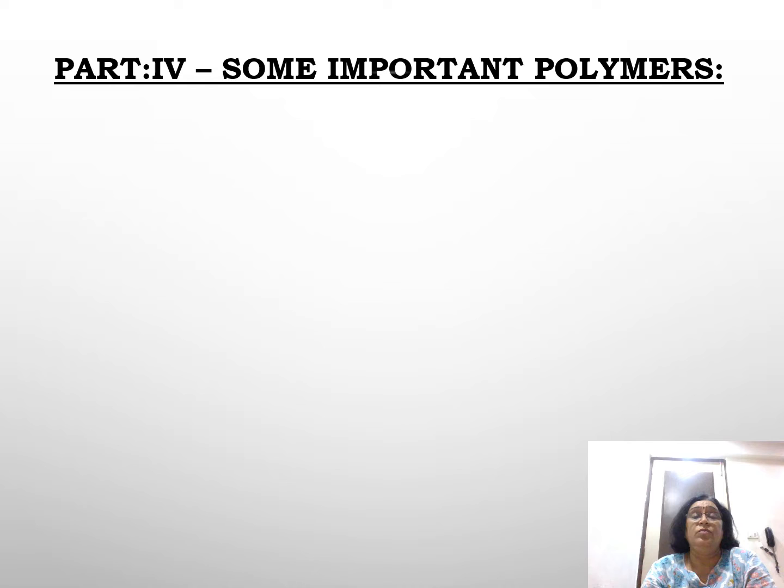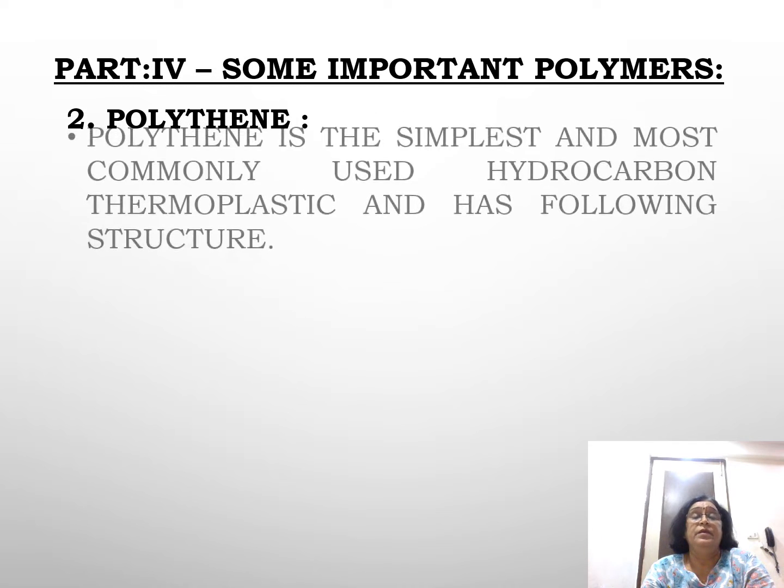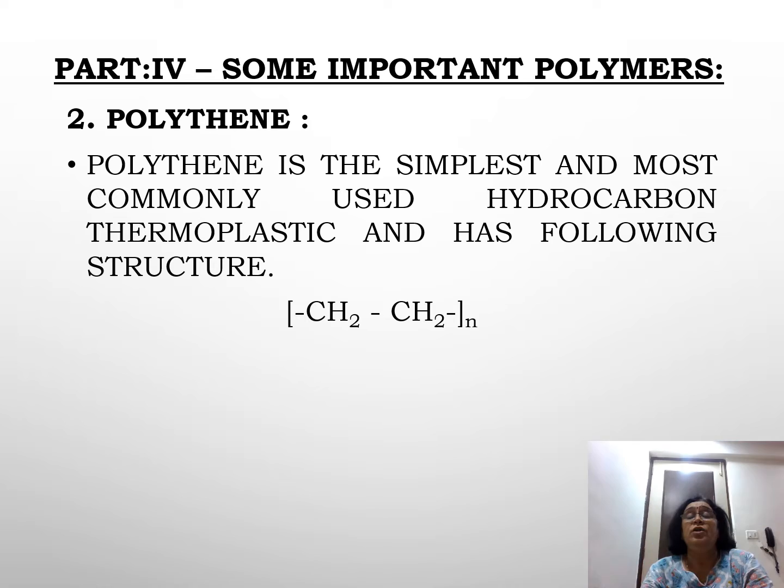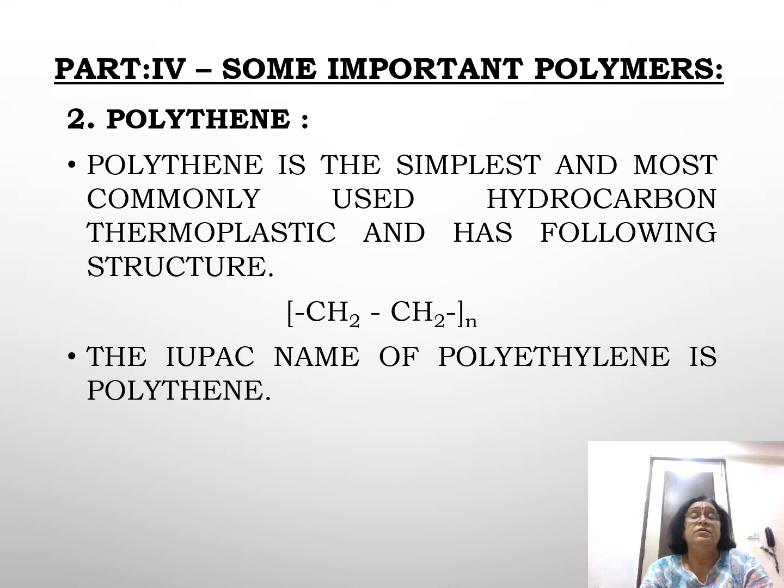So children, in the last lecture we studied about rubber. Now in this lecture we'll be studying about polythene. Polythene is the simplest and the most commonly used hydrocarbon. It is thermoplastic and has the following structure: (CH2-CH2)n. So n molecules of ethylene add up to form polythene. The IUPAC name of polyethylene is polythene.